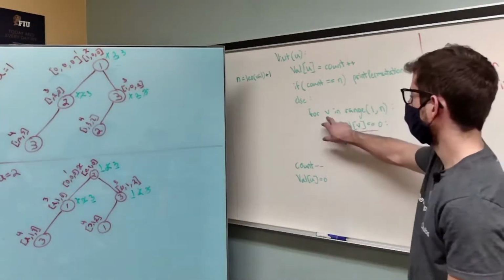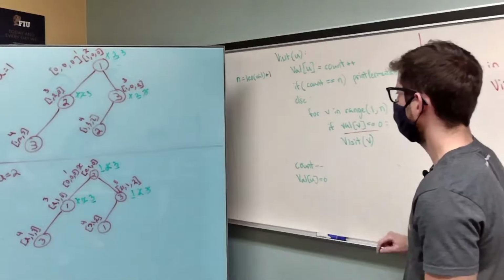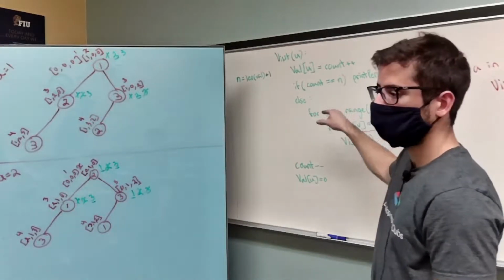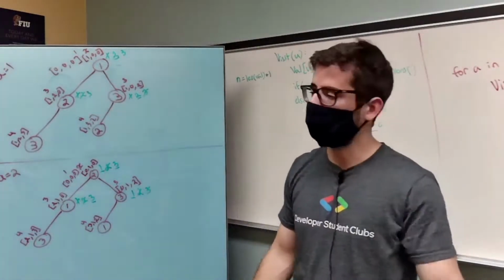You use a set, and instead of calling visit of V, you do val at V is equal to count. I can show you, I have the code.